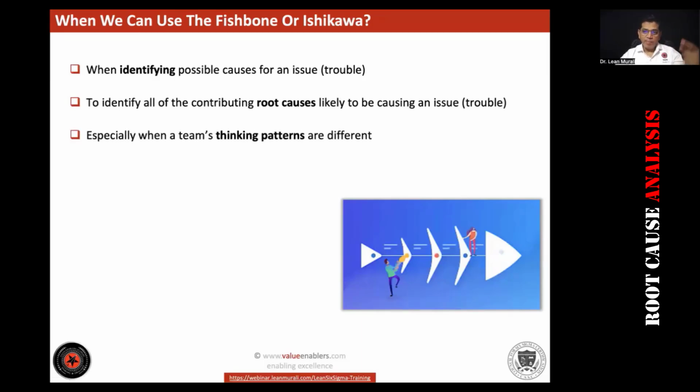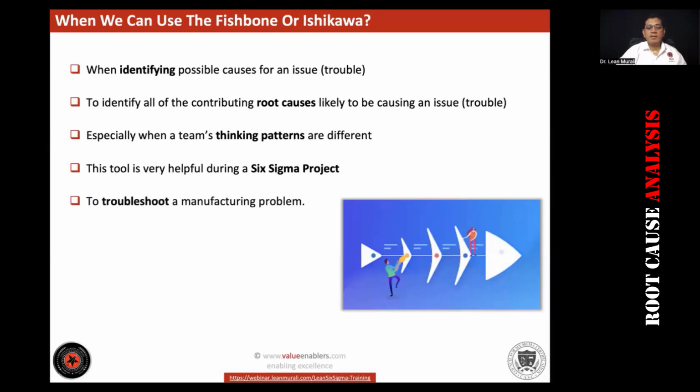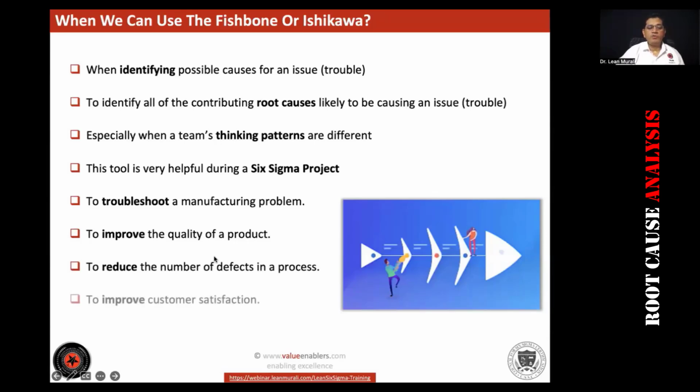And the team's thinking patterns are different. We can align them and guide them, because everybody will tell causes here and there. Somebody says man-related cause, somebody might say machine-related cause. Now you put that in an organized way, then the thinking pattern is very good. It's a very good tool in a Six Sigma project, and it can troubleshoot a manufacturing problem or any other problem, improve the quality of the product, reduce the number of defects, and improve customer satisfaction.